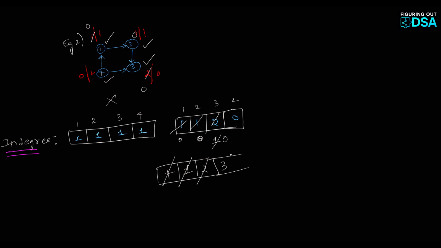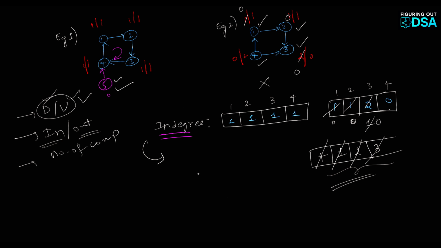Then we pop node 3, and for node 3 we don't have any connected nodes. So our BFS call is completed and we are able to reach all the nodes. So let's try this for example 1. But we don't have any node such that the in degree is 0, right?